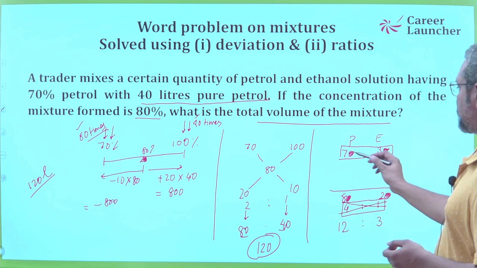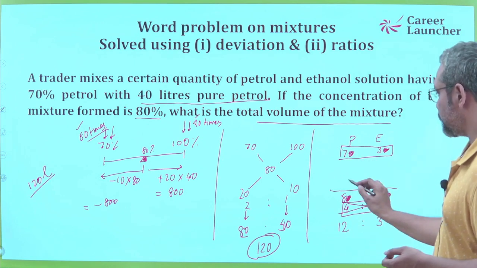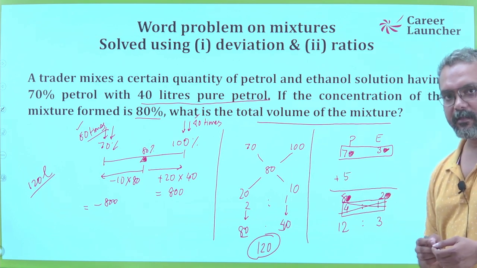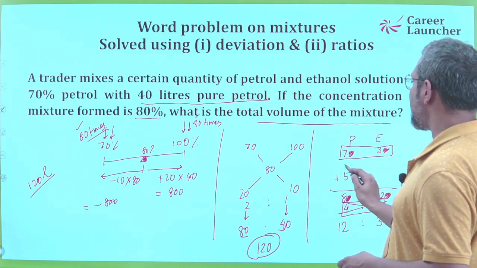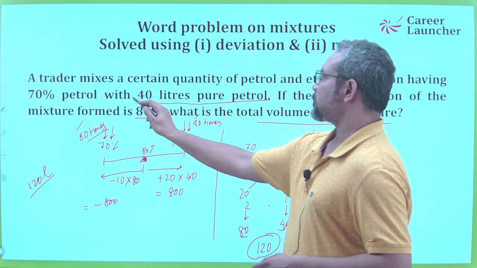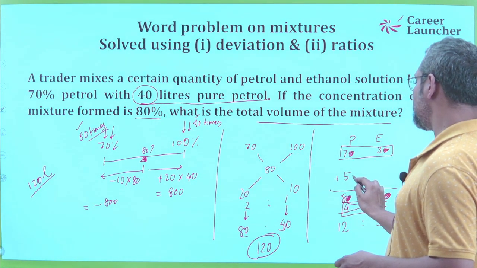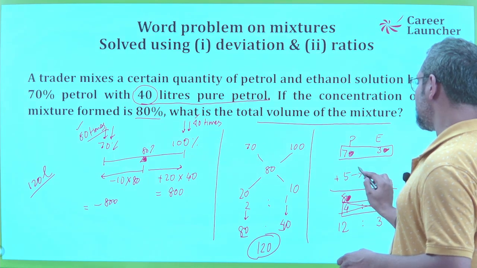So what we have is 7:3, you added some petrol, it becomes 12:3. How much did you add then? You must have added 5 and nothing here, so that you get 7 plus 5, 12. But the question says that this 5 is actually not 5, it is 40 liters. That means you have to scale up 8 times.